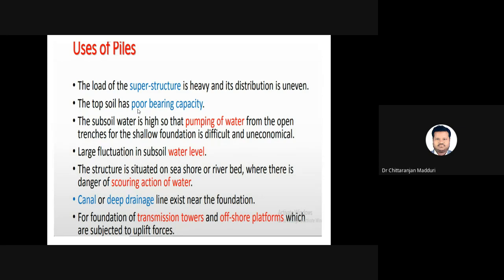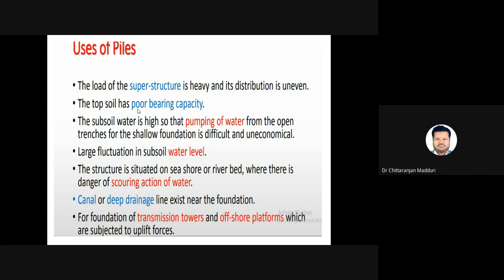Second, the topsoil has poor bearing capacity. The topsoil cannot take heavy loads. In such a case, the pile transfers the load to the hard strata by bypassing the weak soil. The third one is that the subsoil water is high, so pumping water from open trenches for a shallow foundation is difficult and uneconomical.